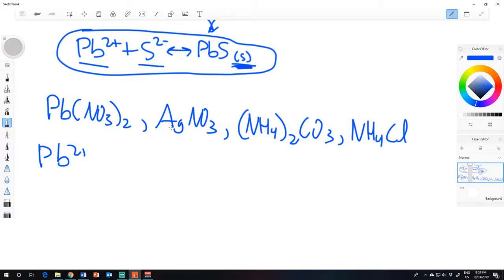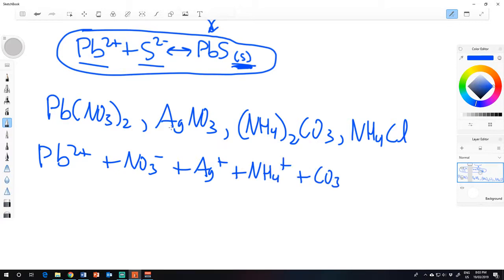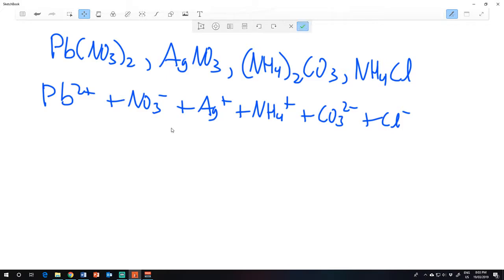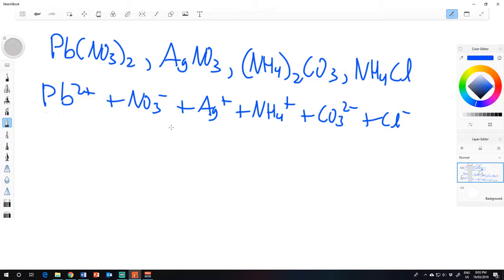So we have Pb2+, we have nitrate. I don't have to list the other nitrate because I'm just interested in listing the ions out. We have ammonium, and then carbonate, chloride. Now we just see what combination of ions will result in low soluble compounds. So for example, the Pb2+ and the CO3 will result in a low soluble compound, so I can write a net ionic equation for that compound.